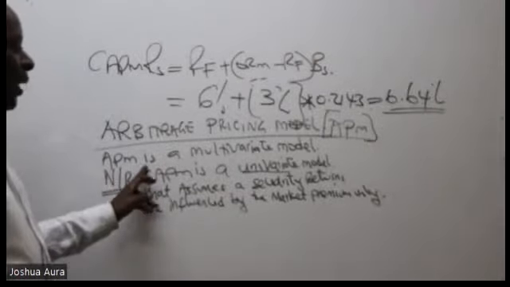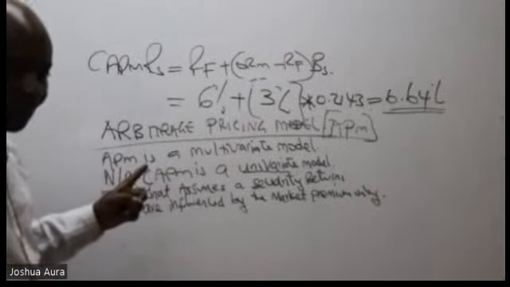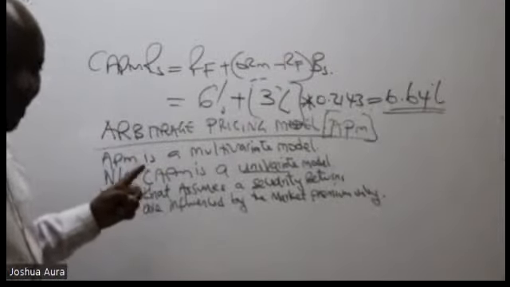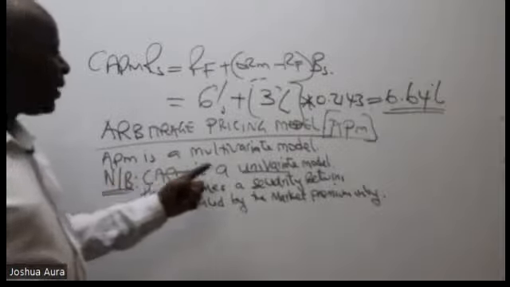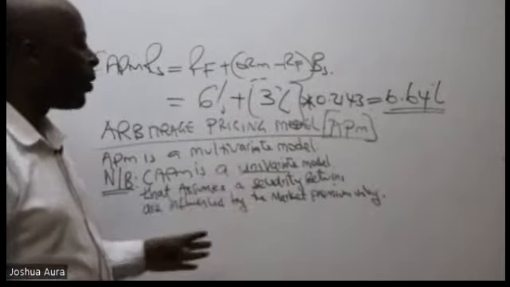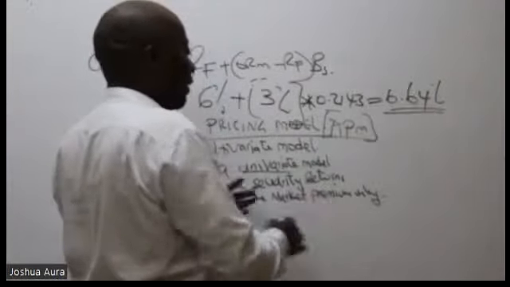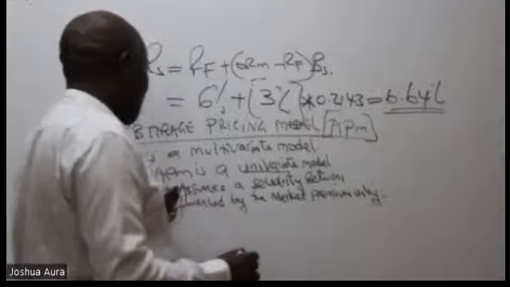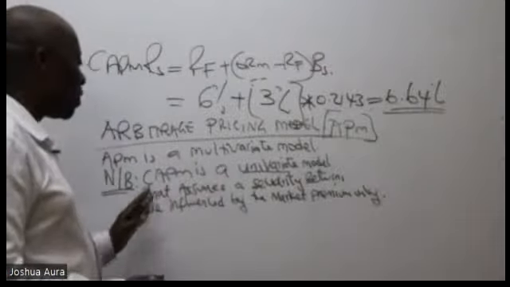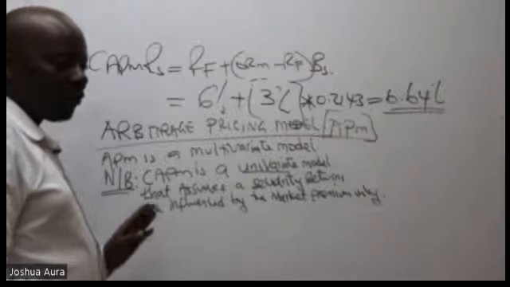Whereas APM is a multivariate model. Yes, Asezi is asking whether univariate means single factor model. Yes, it's a single factor model. Thank you very much. Uni means one factor or single factor model. So as Asezi is telling us, CAPM basically is a single factor model.